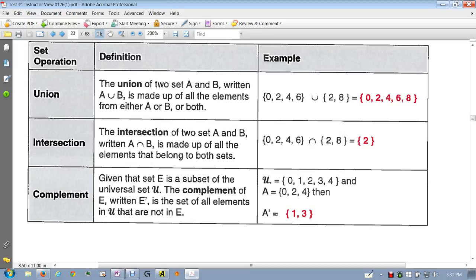Then the complement of that set is written with a little, what is that? Apostrophe? It is the set of all elements in U that are not in E. So it's everything that's not there. So look at this right here. If A is this, then A complement is everything that's in here that's not in A. So 1 was not in A, right? 3 was not in A. So those are the only things that are in A's complement.